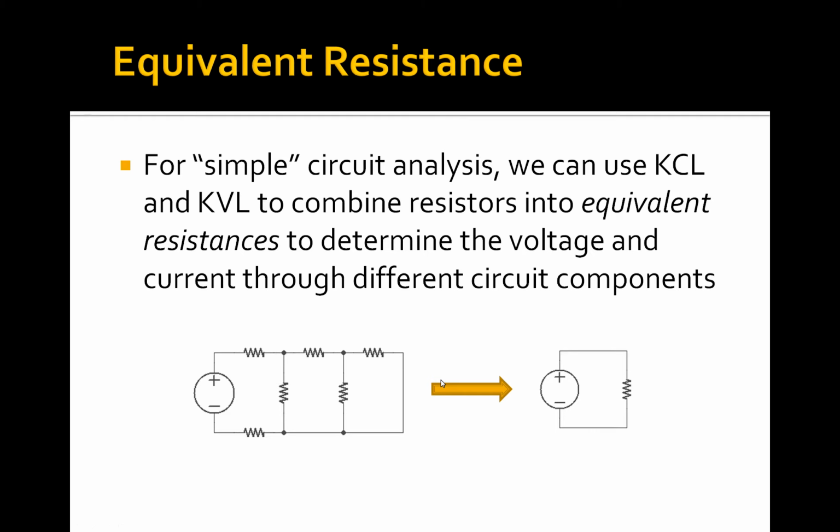Okay, now for simple circuit analysis, what we can do is use the concepts of Kirchhoff's current law and Kirchhoff's voltage law to combine resistors into equivalent resistances. I know you've probably seen this from previous physics courses, and we're going to show you how that comes about. So to determine the voltage and current through all these circuit components, we're going to use Kirchhoff's current law and Kirchhoff's voltage law to derive these equivalent resistances. All right, and we'll come up with some familiar things here.